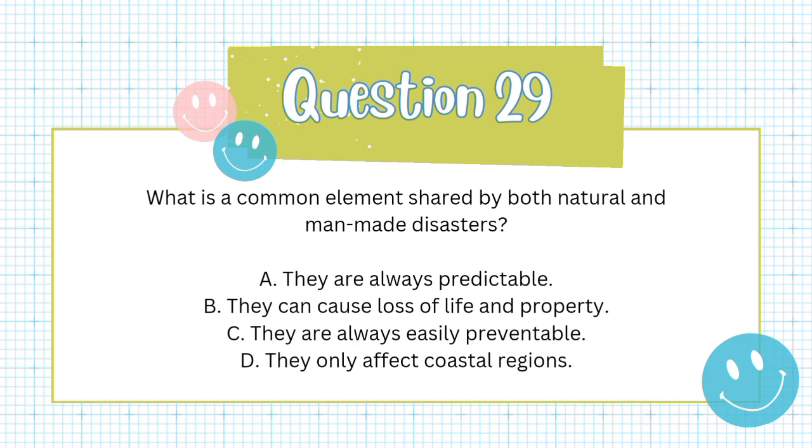29. What is a common element shared by both natural and man-made disasters? A. They are always predictable. B. They can cause loss of life and property. C. They are always easily preventable. D. They only affect coastal regions. The correct answer is B. They can cause loss of life and property.